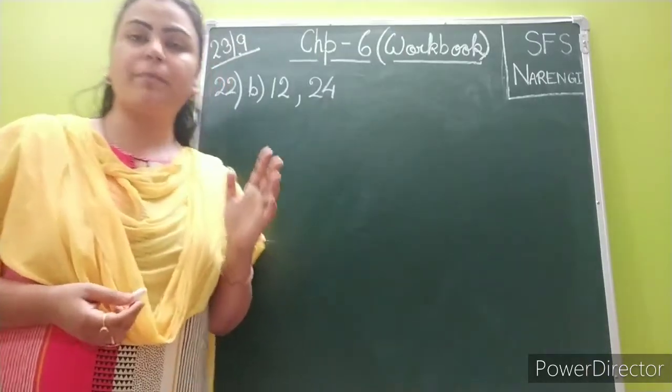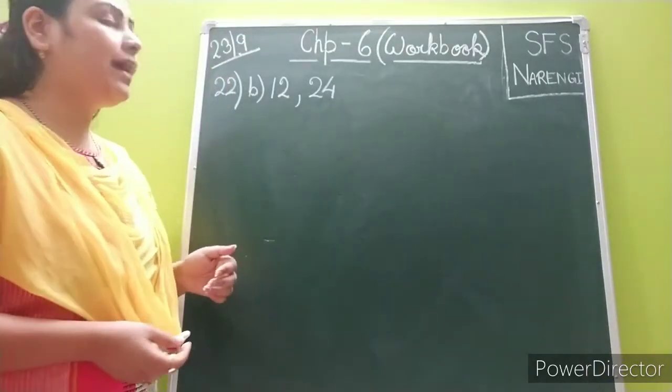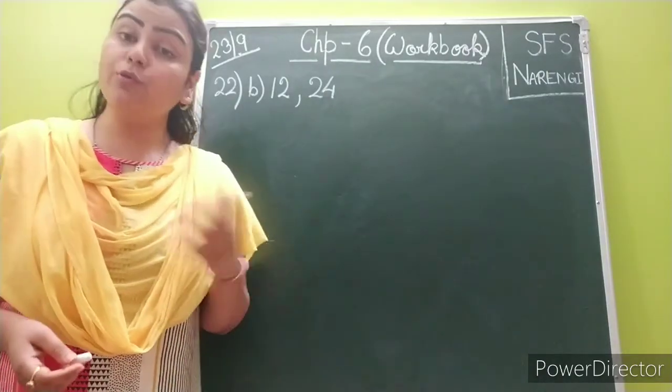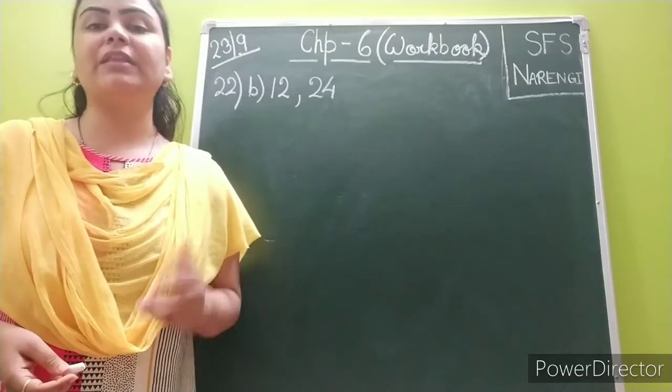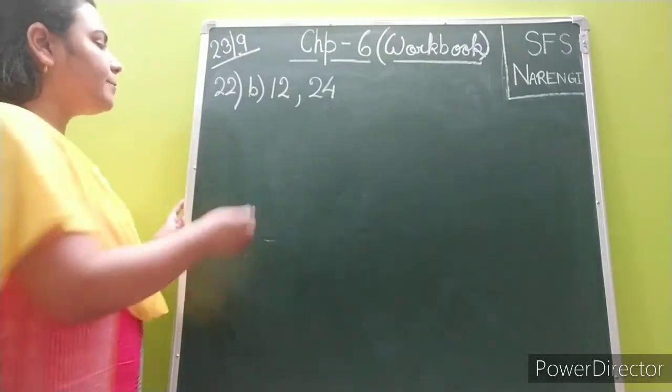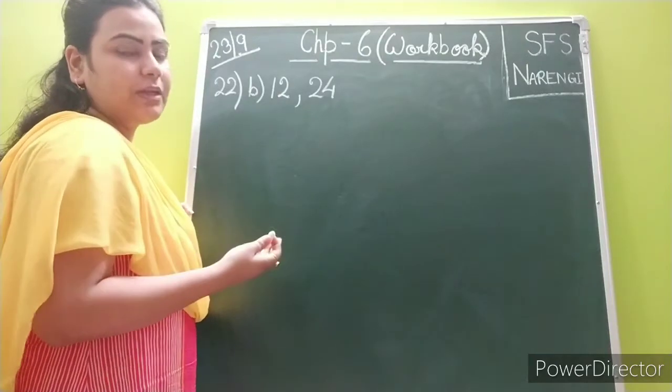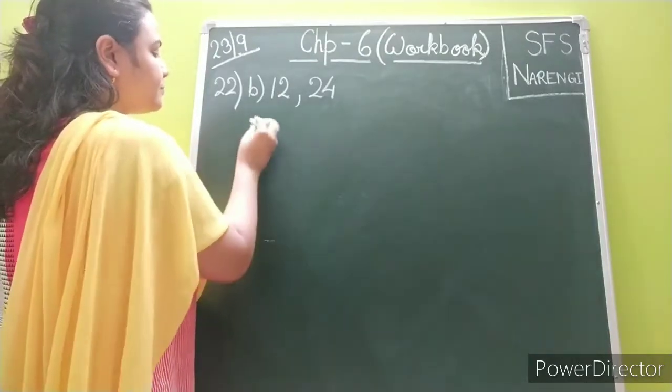So children, coming to number 22, we have to find out the factors and the multiples, and then using those we are going to find out the HCF and the LCM. So I am doing number B. Let us first do the HCF, that is, we need to find out the factors first, right?